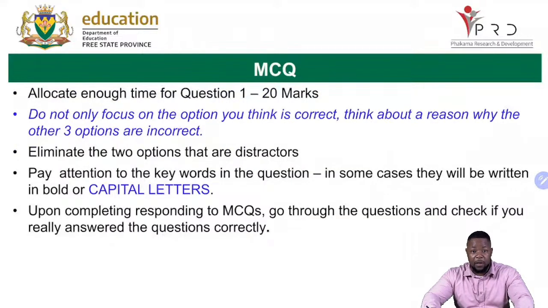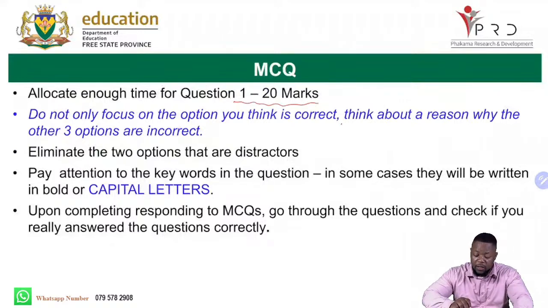Now, the multiple choice questions in grade 12 are allocated 20 marks. There are 10 of them, and each one is allocated 2 marks. When you answer these multiple choice questions, it is very important that you do not only focus on the option that you think is correct. Think also about the reason why the other 3 options are incorrect. In that way, you will be able to get the most correct answers.